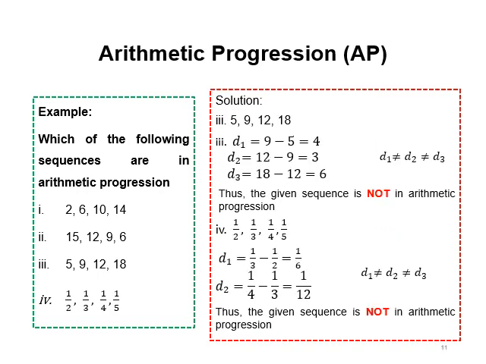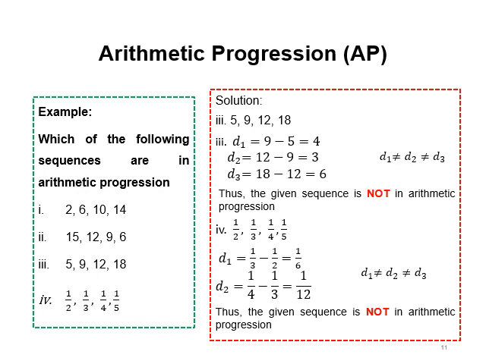Example number 3: 5, 9, 12, 18. 9 minus 5, sorry, is 4. 12 minus 9 is 3. 18 minus 12 is 6. This is not an arithmetic progression because the difference is not the same. 4, 3, 6 is not the same.